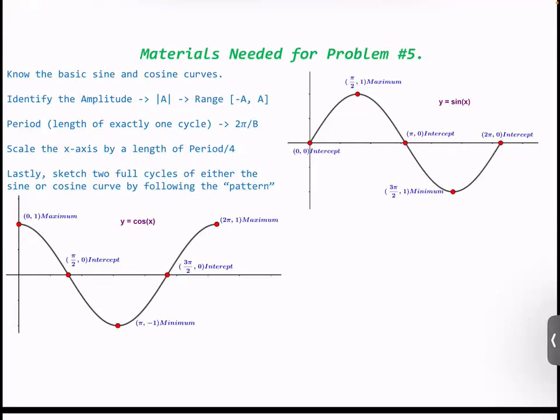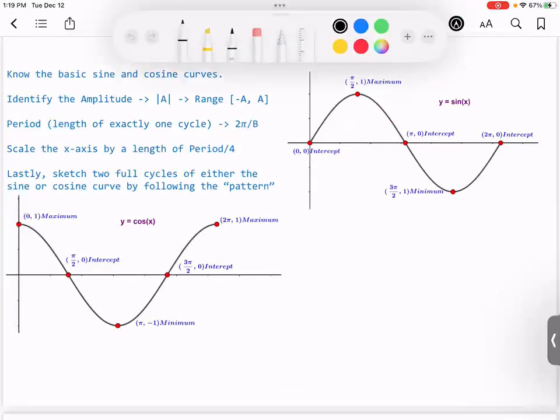So the first thing is that you need to know the basic sine and cosine curves. The first one, the one on the upper right, is y equals sine of x from 0 to 2 pi. And notice the pattern of the sine curve. It starts with an intercept, it goes to a maximum, followed by an intercept, then a minimum, and an intercept. So that's essentially the 5 key points for one cycle of y equals sine of x.